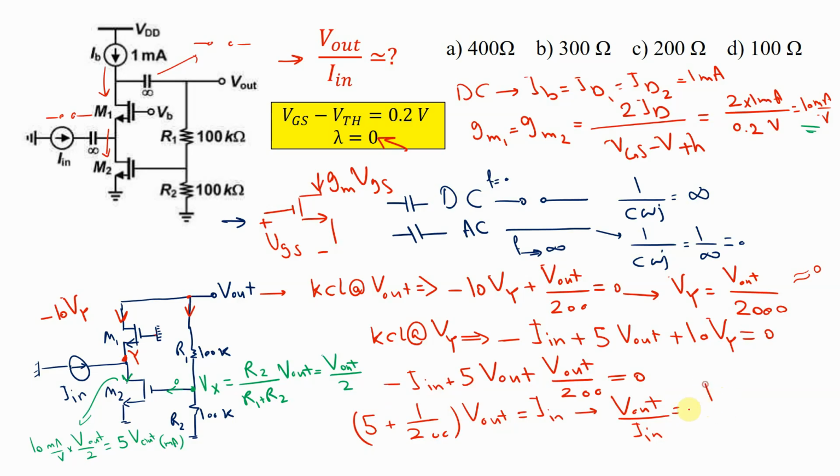So what is the value for Vout divided by I in? It equals 1 divided by 5 plus 1 divided by 200. And as you can see, 1 divided by 200 is a really small value compared to 5, so it's equal to 1 divided by 5. But what is the unit? As I already mentioned, this is milliamp. So this is 1 divided by 5 milliamp, which is equal to 1000 divided by 5, which is 200 ohm. So the option here is C.